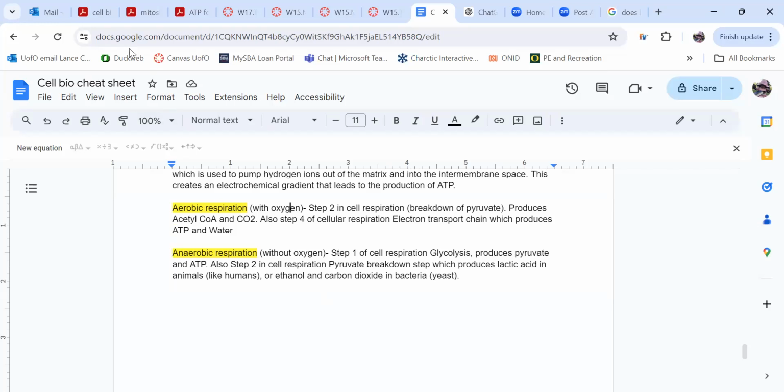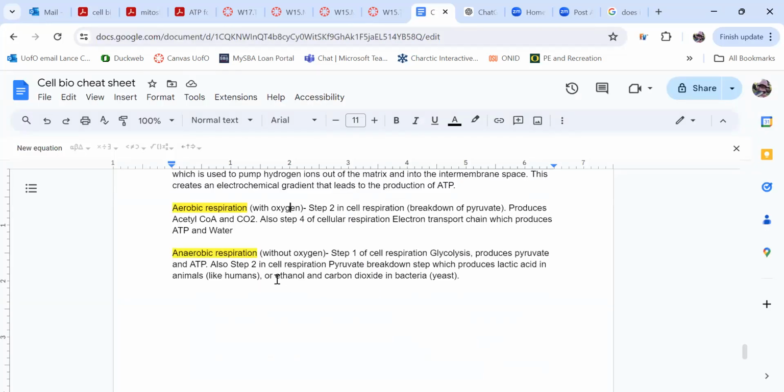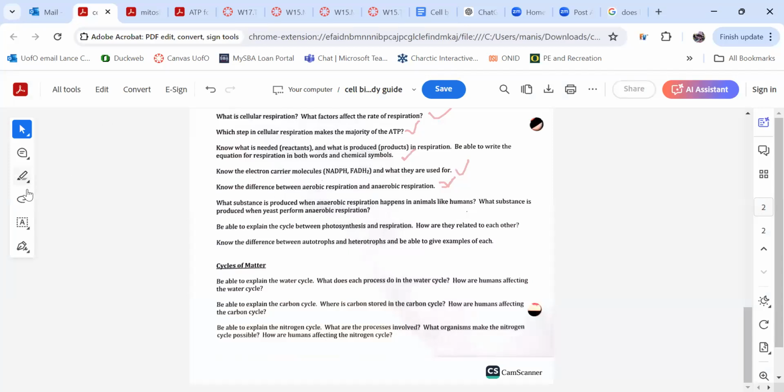Good. Where do we leave off at? What substance is produced when anaerobic respiration happens in animals like humans, and what substance is produced when yeast perform anaerobic respiration? All right, where is ethanol? Put ethanol in bold and put lactic acid in bold. All right, got that. Five more things.